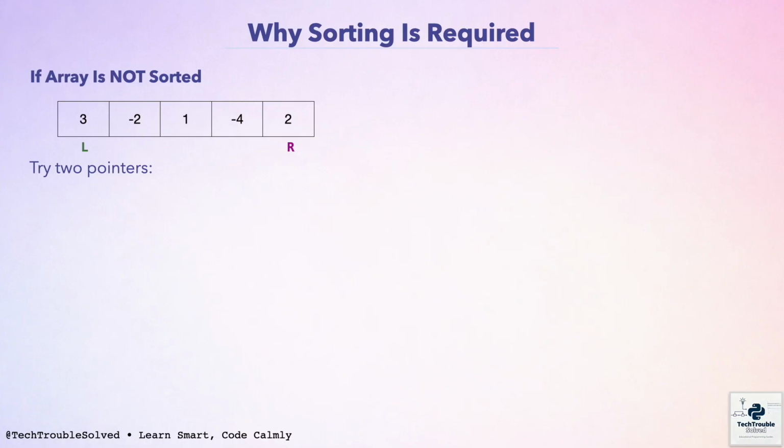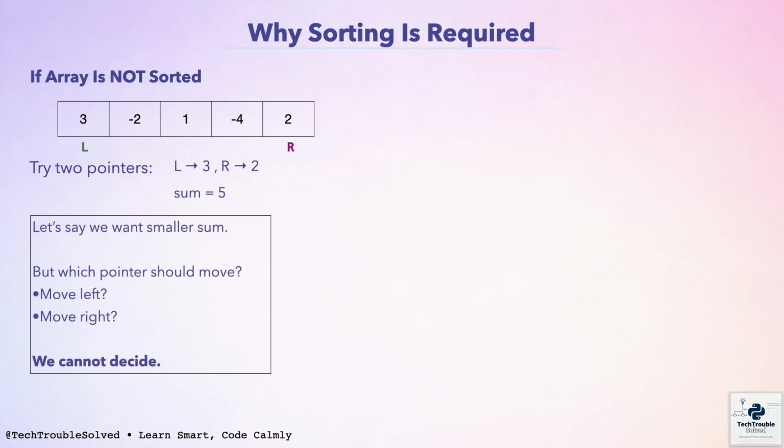If we calculate the sum and realize that we need a smaller sum, we naturally want to move one of the pointers. But here is the problem. Because the array is not ordered, we cannot confidently decide which pointer to move. Should we move the left pointer or the right pointer? Since the numbers are arranged randomly, moving either pointer might increase or decrease the sum unpredictably. So the pointer movement becomes unclear and unreliable.